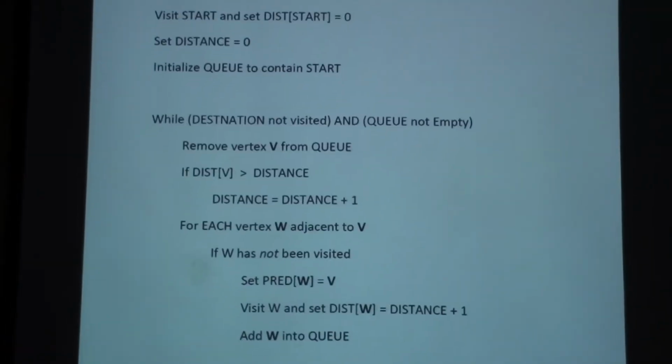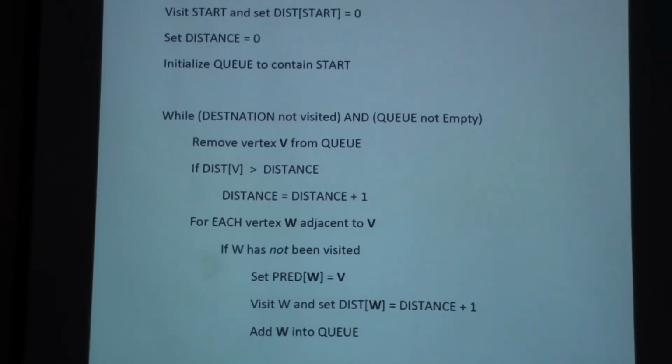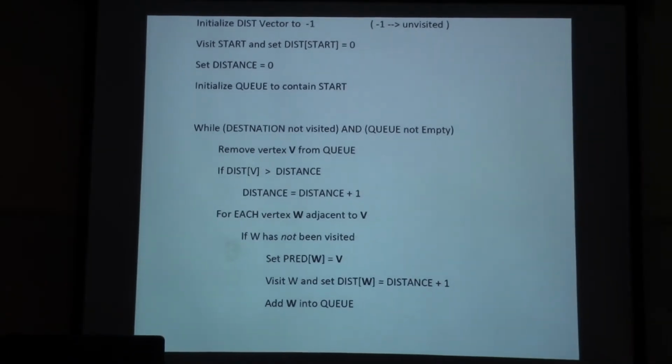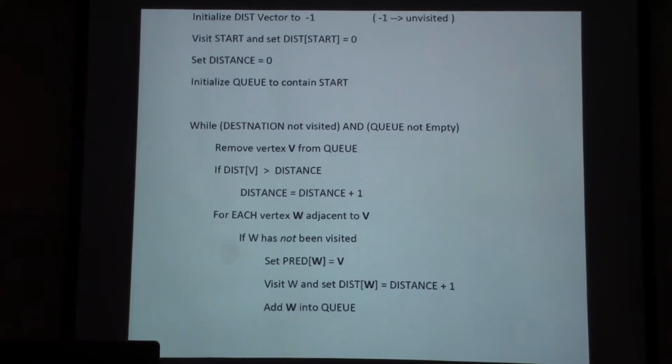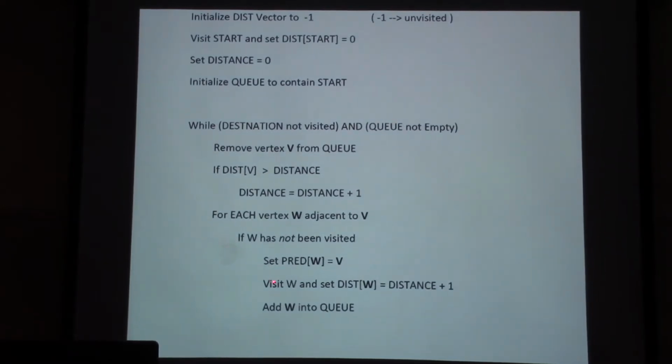So now any unvisited neighbors from B will now be 1 plus 1, 2 away from the very beginning starting point. So for each neighbor W adjacent to V, if the neighbor has not been visited, set the predecessor of that neighbor to V, which in this case, again, at this point would be B. Visit the neighbor, set the distance to distance plus 1, which will make it, at this point, 2. And then add it into the queue. And we will do so for every single neighbor of B.